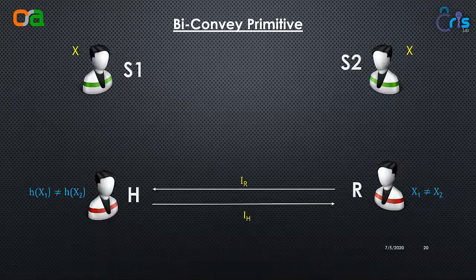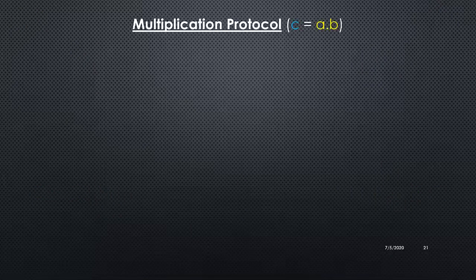After the exchange of this internal randomness, each party can find the inputs of all the parties in clear, given that they have gotten all the shares, and finally compute the circuit output and send it back to the remaining parties. This way, we guarantee that the output is always delivered to all the parties. So given our biconvey primitive now, we'll come to our multiplication protocol, which becomes very simple.